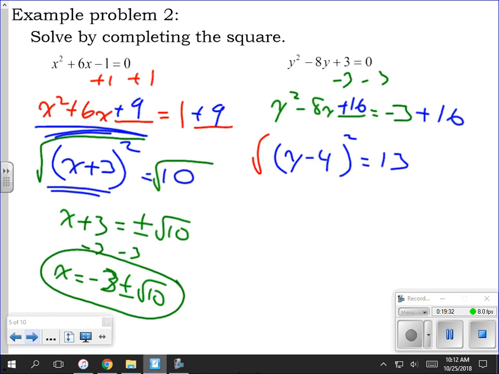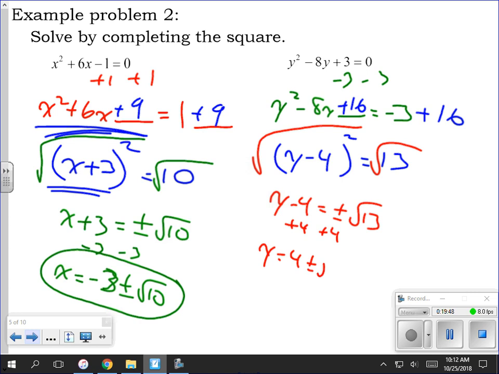Now I square root both sides. And I get y -4 is equal to plus or minus the square root of 13. I need y by itself, so I add 4 to both sides. Y equals 4 plus or minus the square root of 13.